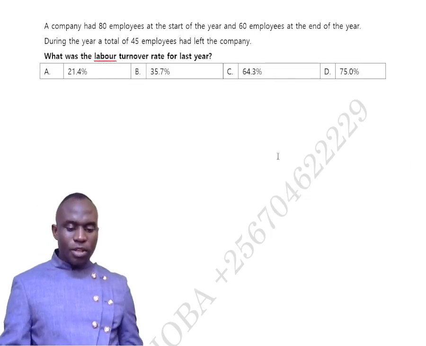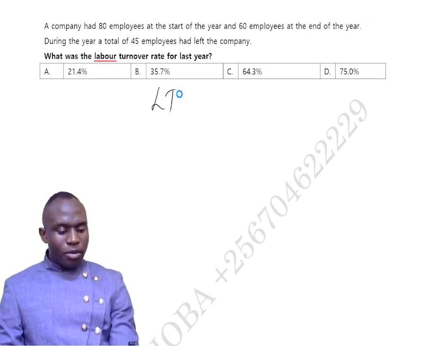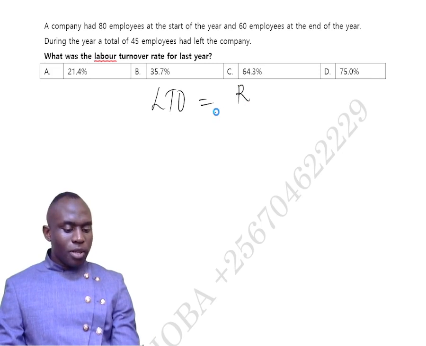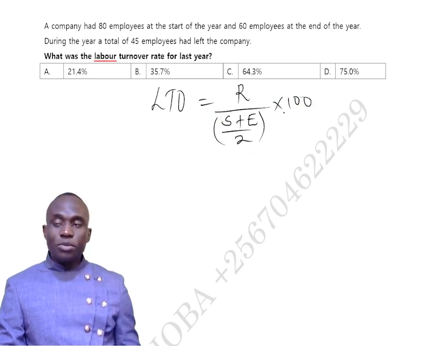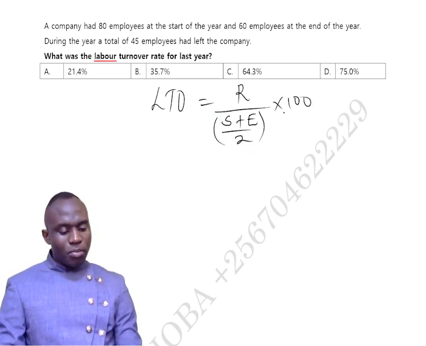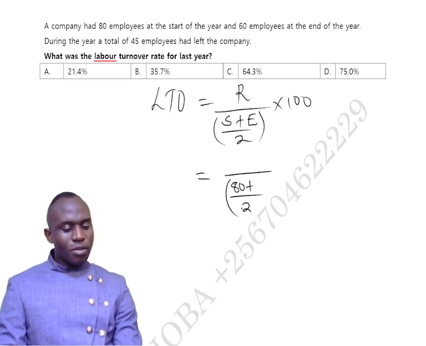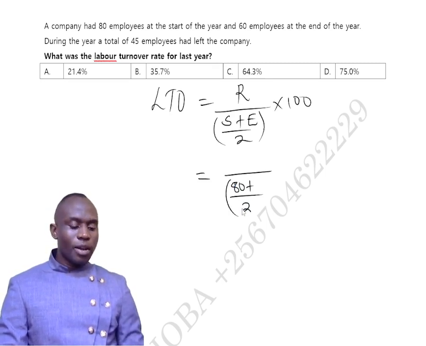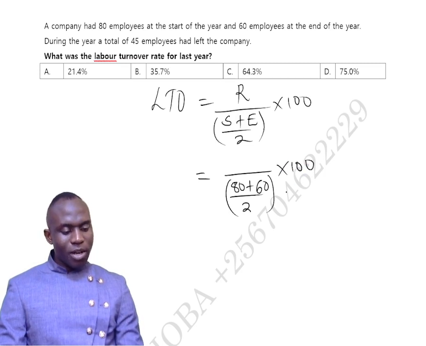Next question is this. They still want us to calculate labor turnover. And labor turnover is replacements divided by (people at the start plus people at the end) divided by 2, times 100. So we just copy and paste. The company had 80 people at the start, plus people at the end divided by 2, and 60 people at the end. Now you see what is left is replacements, because this is times 100.